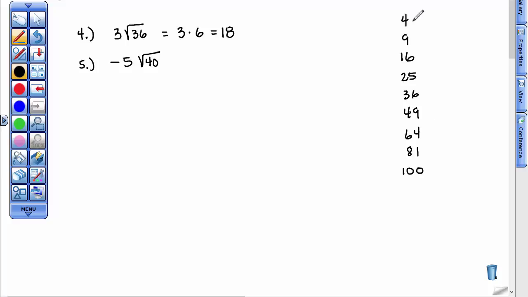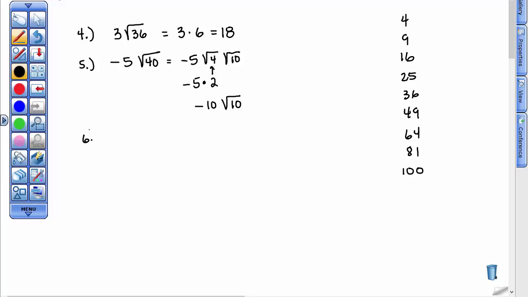So I know 4 goes into 40, and don't forget the minus 5. If I have 4 go into 40, it goes in there 10 times, and 10 doesn't have a number in this list that divides into it, so I know I picked the right number. So I have a minus 5 here times the square root of 4 is 2. So right there, the square root of 4 is 2. And a minus 5 times 2 is a minus 10 times, bring down that square root of 10. And I have simplified this radical.